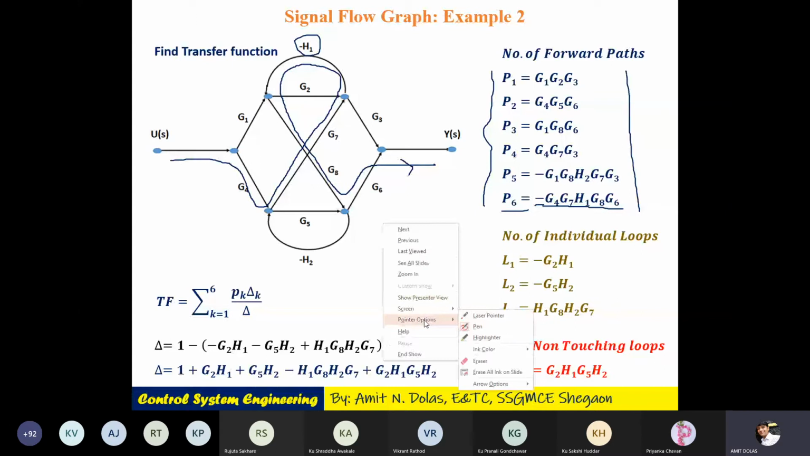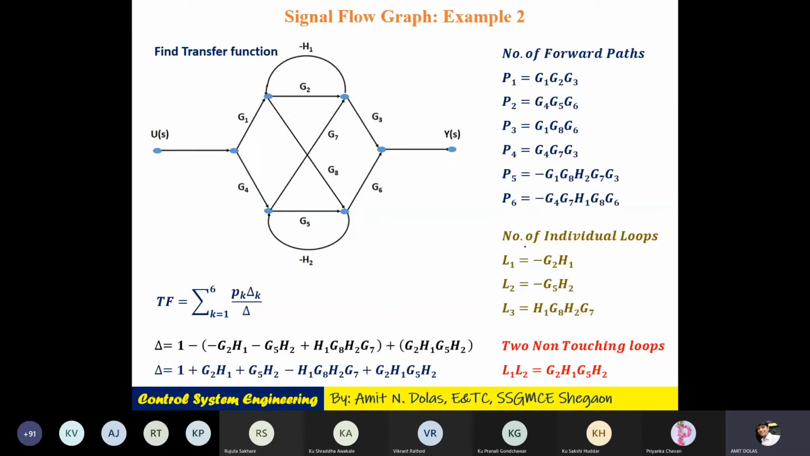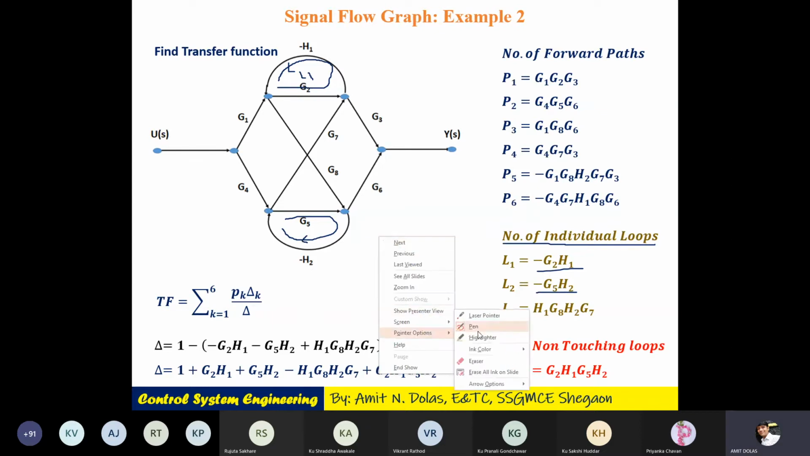Somewhat, of course, complicated. Then the number of individual loops. Let's see the loops here. Let's first look at the very simple ones. That will be G2 H1. You can see the signal goes through G2 and comes back into G2 itself. That is a loop, denoted by L1. Another simple one is G5 and H2, this one. So here minus G5 H2, one more loop. A loop means the signal should end where it started.